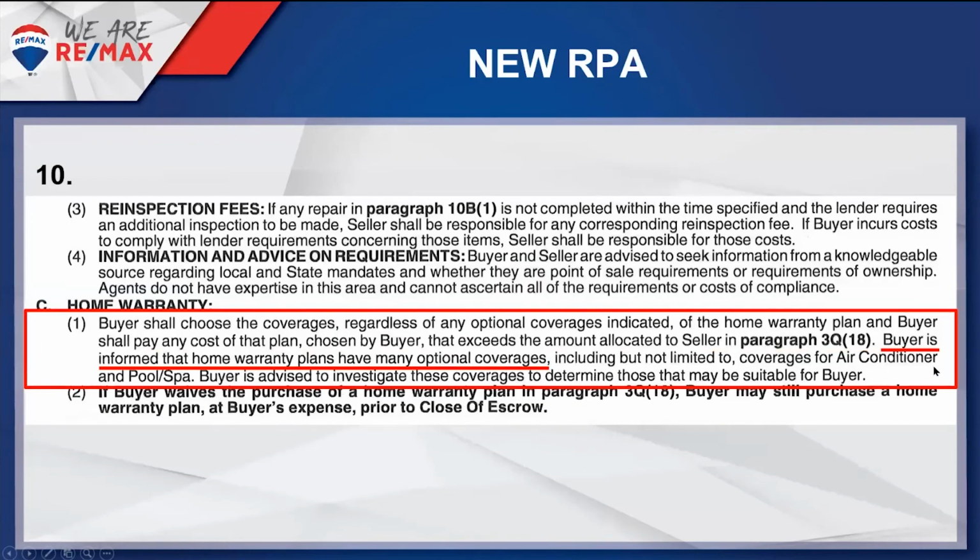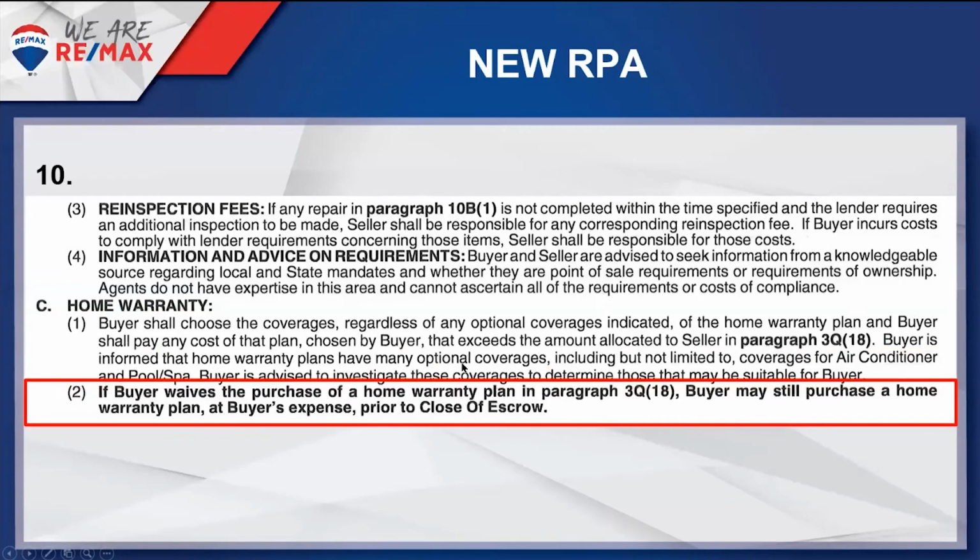And the buyer is informed that there are optional coverages, and the buyer might want to avail themselves of optional coverage and make sure that the amount of money that they're asking the seller to pay would include the cost of the optional coverage. But the buyer specifies the optional coverage at the time the home warranty order is placed. It's not part of the purchase contract. If the buyer waives the purchase of a home warranty, the buyer can still purchase a home warranty after close of escrow.